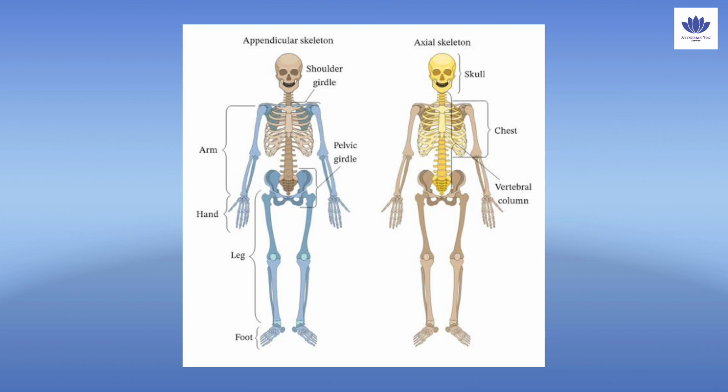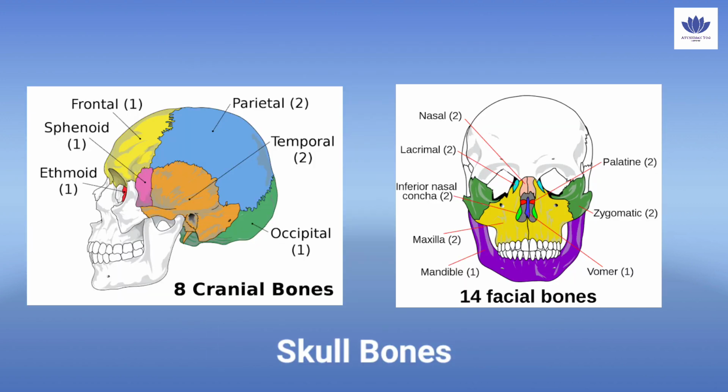Now, the human skeleton is divided into 2 parts, axial skeleton and appendicular skeleton. The axial skeleton is comprised of skull bones, vertebral column, and thoracic cage. And the appendicular skeleton consists of arms and legs, pelvis, and shoulder. Now let's look at the number of bones in the axial skeleton. Skull bones are divided into two parts, cranial bones and facial bones. There are 8 cranial bones, which protect the brain, and 14 facial bones, which give structure to the face.